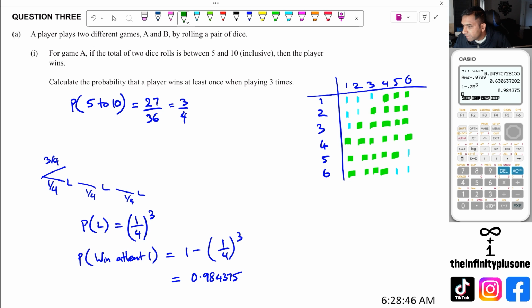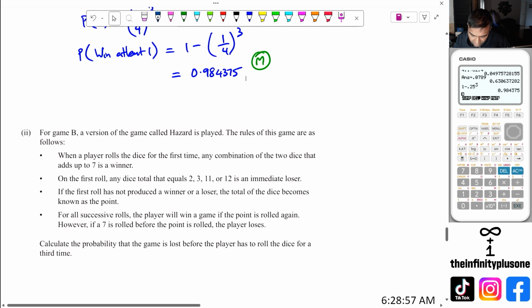4375. Looking at grades, correct probability of winning 1 game is achieved. I guess that's achieved there. And then final probability is merit. All right, firing through these questions.